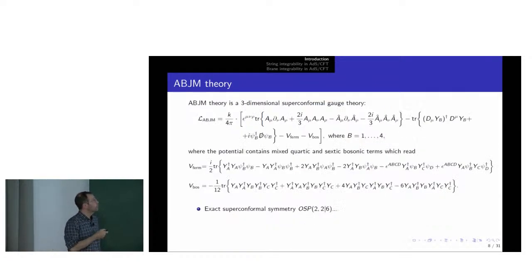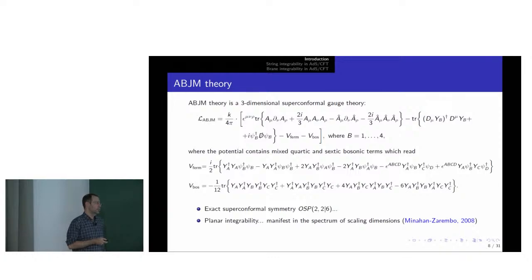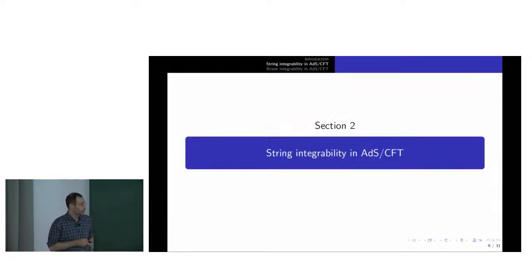And now the same is true for ABJM theory, which is again a gauge theory with conformal symmetry and maybe a much richer potential structure with sextic and mixed quartic interactions. And again, this was shown to be integrable with regard to its spectrum by Minahan and Zarembo again. And again, there is a solution of the spectral problem of this theory by the quantum spectral curve. So much for the gauge theory side of these theories.